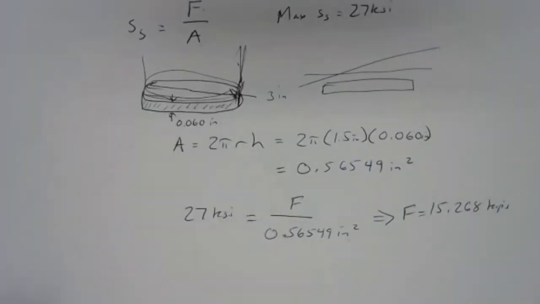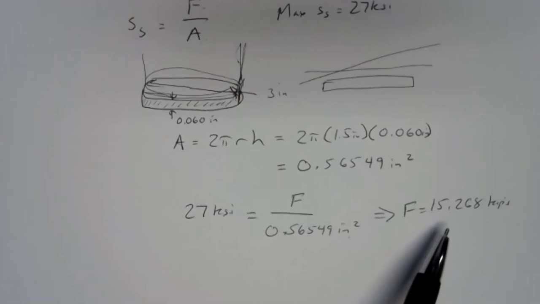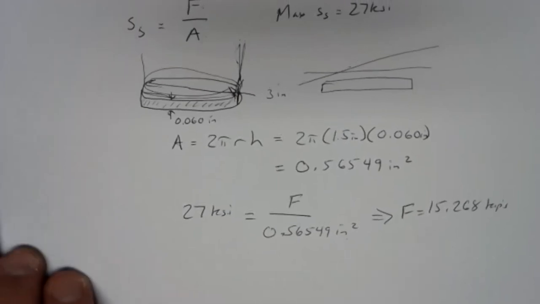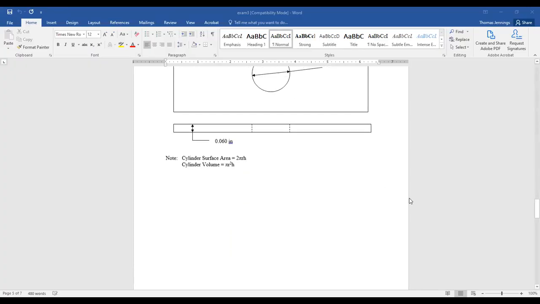So we have some things that we could do to improve this tool to a point where it could be done by hand. By hand, you're not applying 15.268 kips. In a hydraulic drop forge or something like that, in a hydraulic press, you could certainly do that for 15,000 pounds, but not by hand. So that was problem number 4.